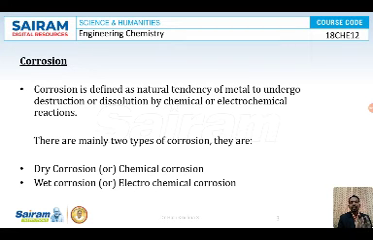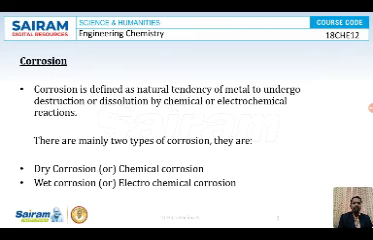So any metal in the pure form is in a highly unstable state. Whenever it comes in contact with moisture, oxygen or any corrosive gases, it tries to come back to its stabler, ground state, and that process liberates some energy. That process is called corrosion.